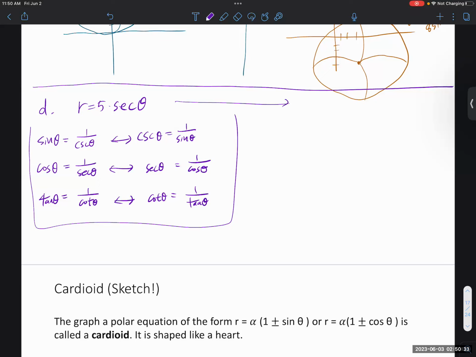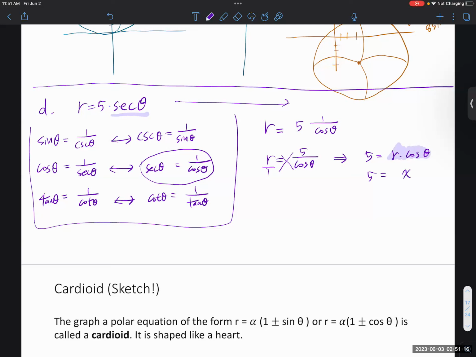So we're going to convert to the Cartesian equation. What are you going to do? Secant theta is bugging me, so r equal to 5 times secant is 1 over cosine theta, because cosine is more comfortable. Now r equal to 5 over cosine theta. Can we do the cross multiplication? So 5 equal to r times cosine theta. Are you following? What do we know? r times cosine theta is x. So this polar equation corresponds to x equal to 5.